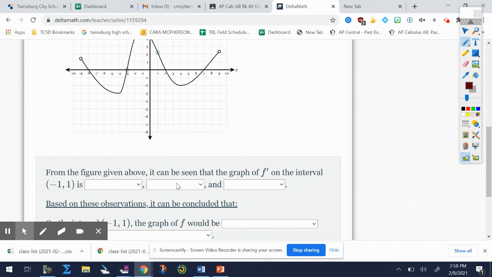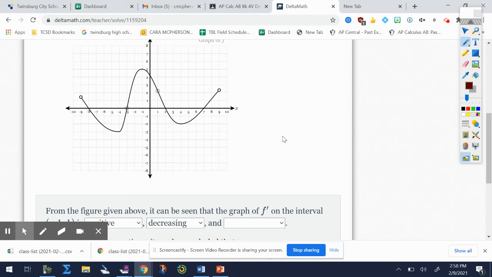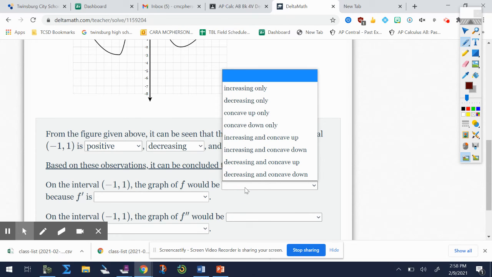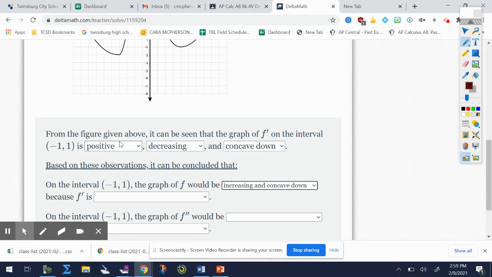Well, from -1 to 1, the derivative is positive because it's above the x-axis. It is also decreasing because it's on its way down. And in this little section it is concave down. Based on that observation, since the derivative is positive, my original function would be increasing. And since the derivative is decreasing, my original function would be concave down. So it would be increasing and concave down: increasing because the derivative is positive, and concave down because the derivative is decreasing.